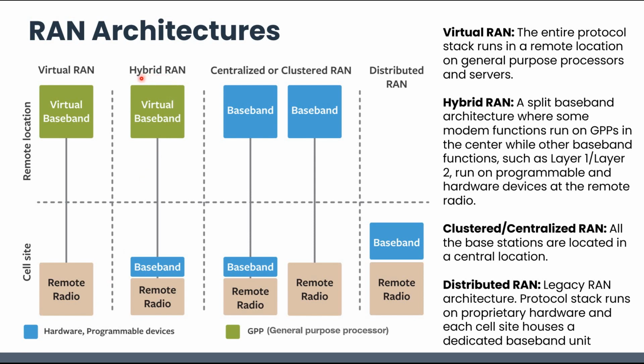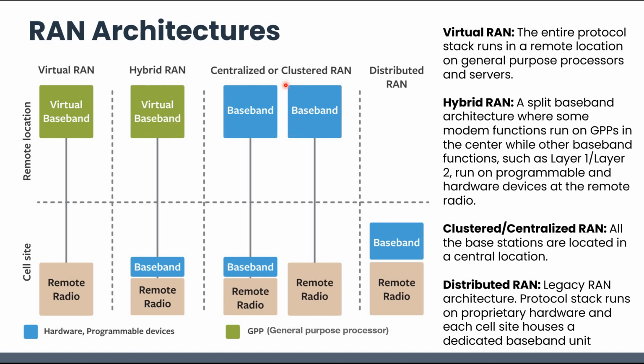In the hybrid RAN, we have a split architecture where some of the baseband functions are implemented at the remote location on a GPP, general purpose processor, and on the cell side we have a different baseband with different functions along with the remote radio unit. Layer 1 and layer 2 functions can be implemented through the baseband on site, and some of the remaining modem functions can be implemented through the virtual baseband.